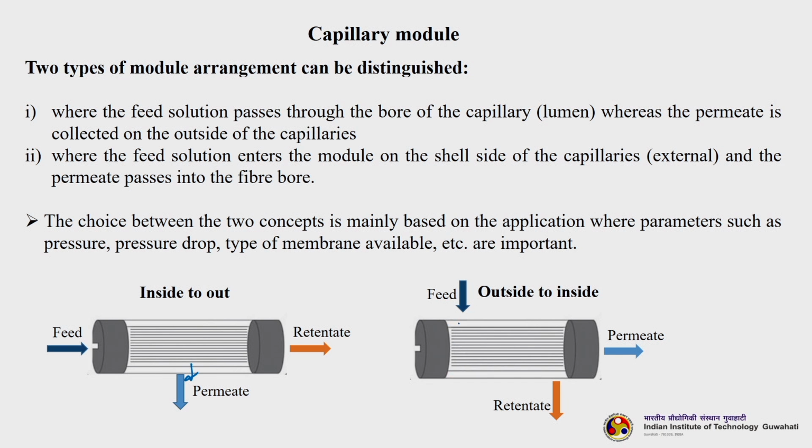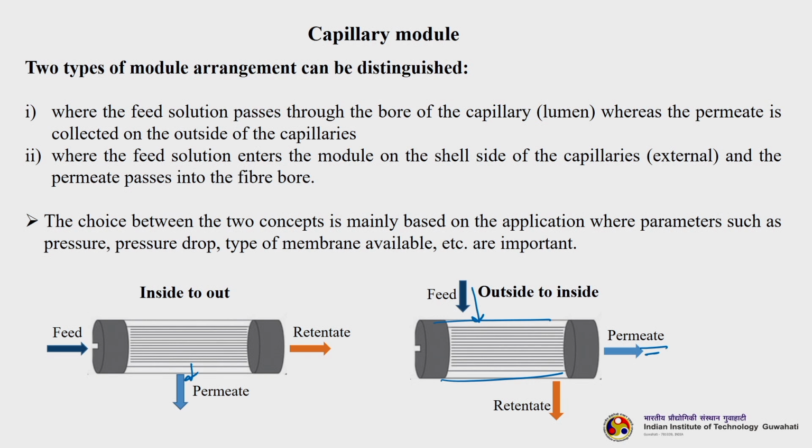Whereas, in outside to inside, the feed solution enters the module from the top. If you can imagine this is a particular shell, the feed is entering from outside the membrane, basically, and the permeate is getting collected from the inside of the membrane. So, the feed solution enters the module on the shell side, external, and the permeate passes through the membrane. Inside the capillary the permeate is getting collected. In the first case the feed is flowing inside the capillary and permeate is getting out from the external side. For outside to inside it is the reverse.